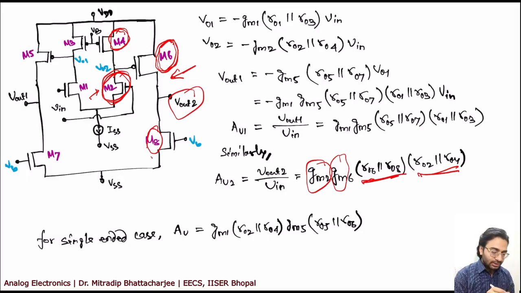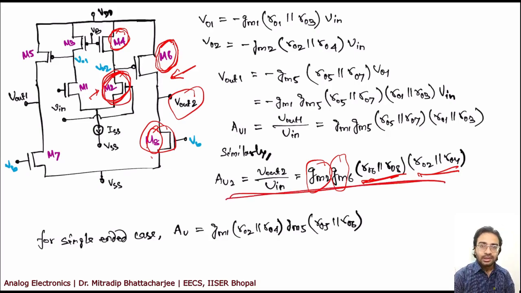Just target whatever is the driver transistor, the GM value associated with that will come, and then find out what is the load along with the driver. So the output resistance of those loads will come as a parallel to the output resistance of the driver transistor. So this is the expression that you will get for AV2 as well.